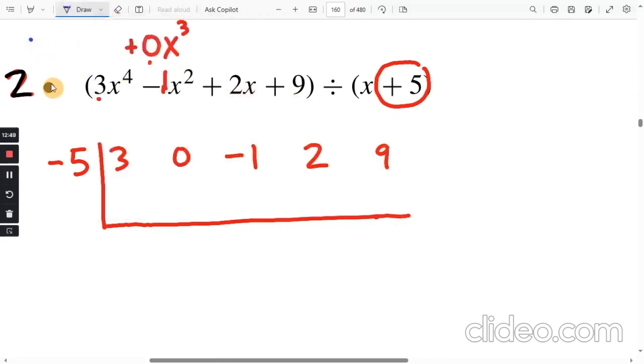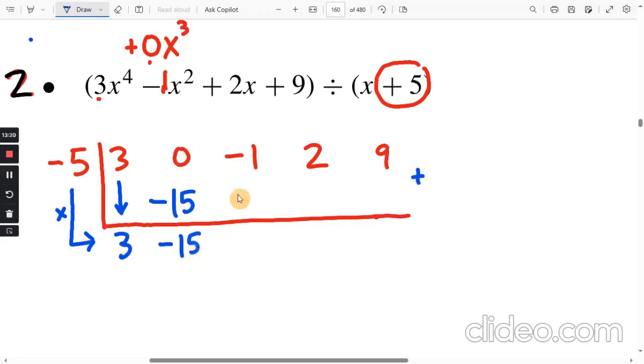All right, and then same thing as before. You bring down the first term, that's a 3. And we're going to distribute the -5 to everything on the bottom row. We're basically just multiplying. So -5 times 3 is -15. Okay, and in here, we're basically just adding. So 0 plus -15 is -15. -5 times -15 is +75. -1 plus 75 is 74.